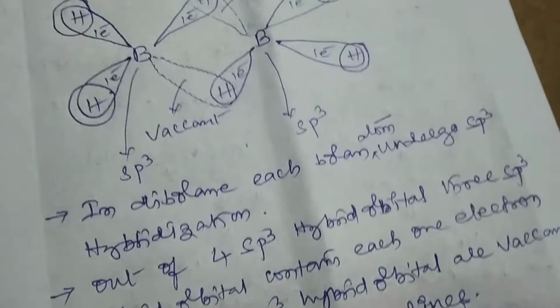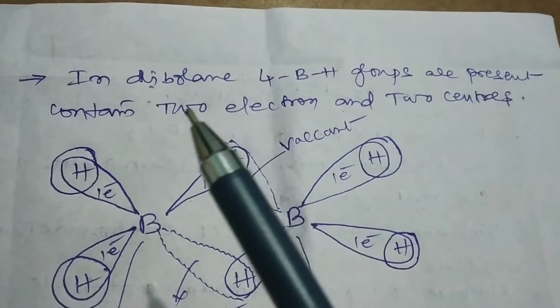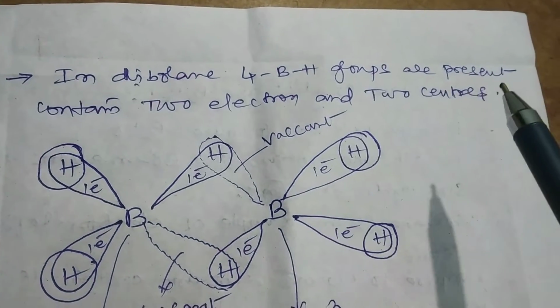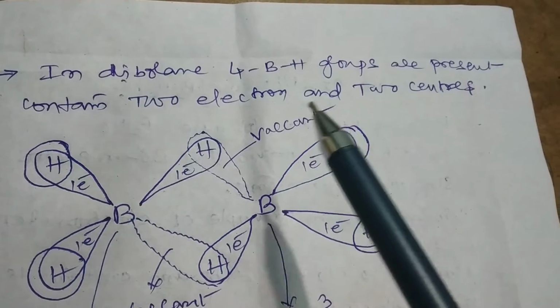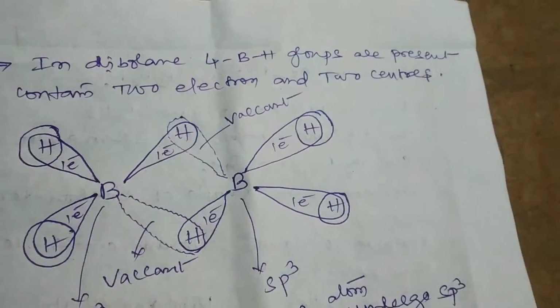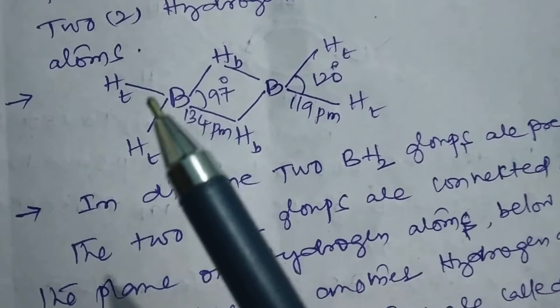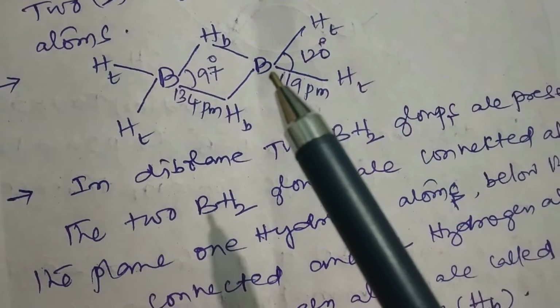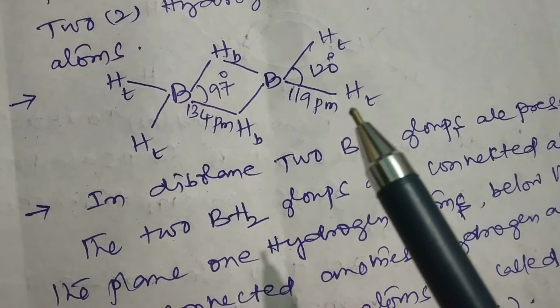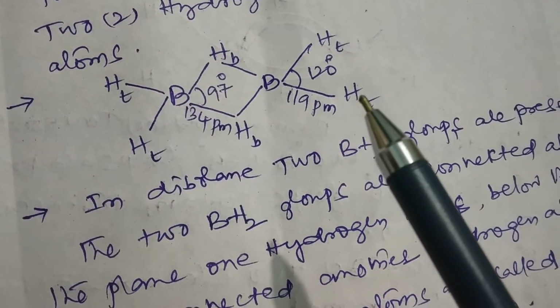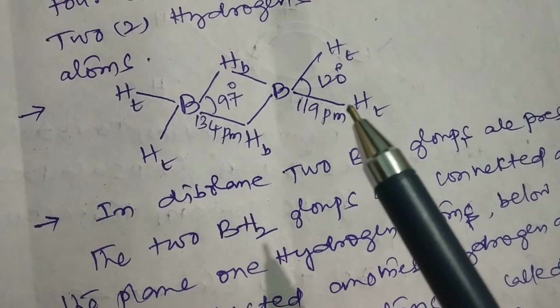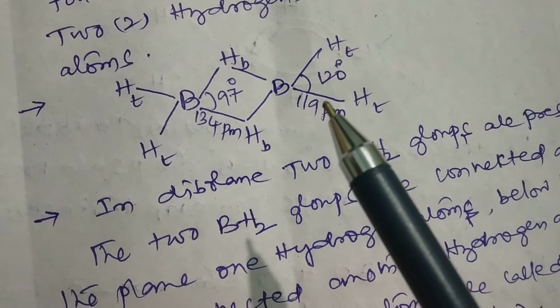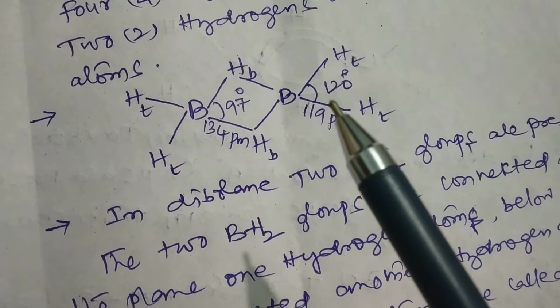Next one, in diborane, 4 BH groups are present, containing 2 electrons and 2 centers. In diborane, 4 BH groups are present. So this is BH, BH, BH, BH, a total of 4 BH groups. Each BH bond represents 2 electrons. So in the 4 BH groups, each one contains 2 electrons.